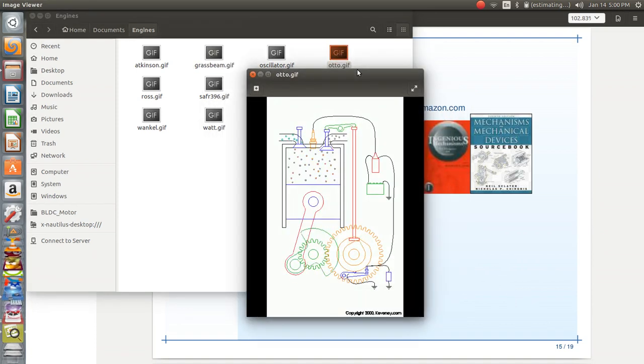Here's the standard Otto cycle engine. Nothing too surprising here. It is a 4-stroke engine, meaning that it brings in a charge of fuel, compresses it, ignites it, and then exhausts the remains in 4 strokes. So this is pretty much a standard internal combustion engine for almost every automobile out there.